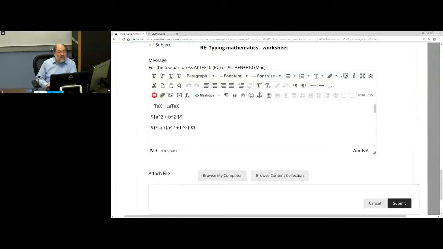The other thing that's worth noting is the backslash has a special meaning in LaTeX, and the most common special meaning is we're introducing a command. And so commands in LaTeX are generally introduced with a backslash, then the name of the command.